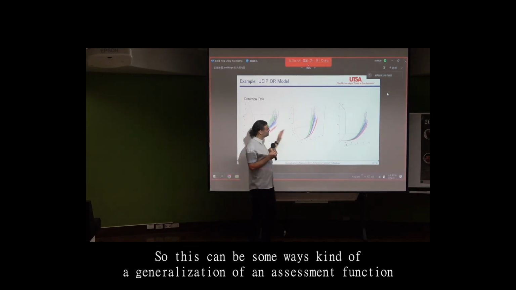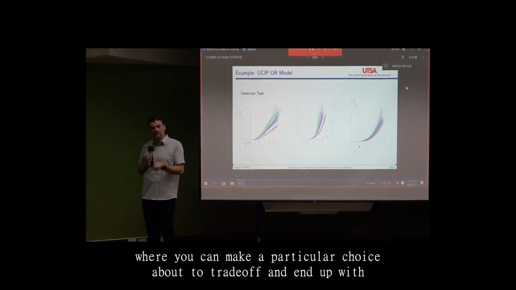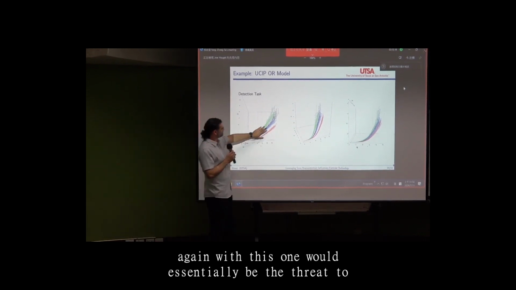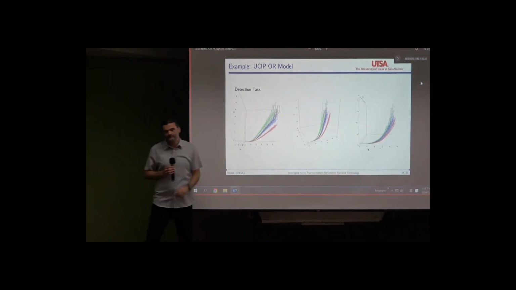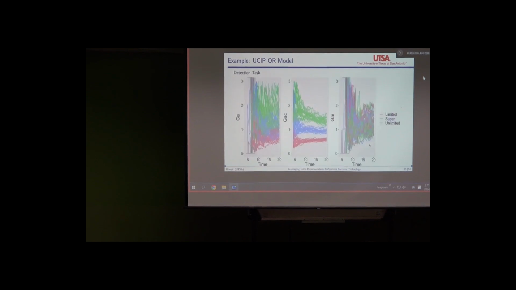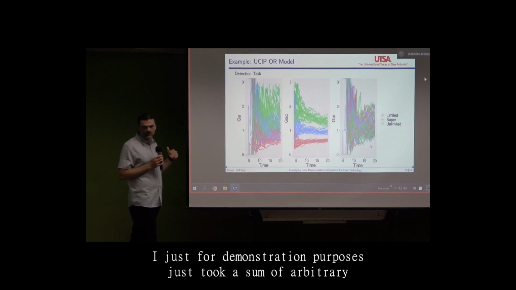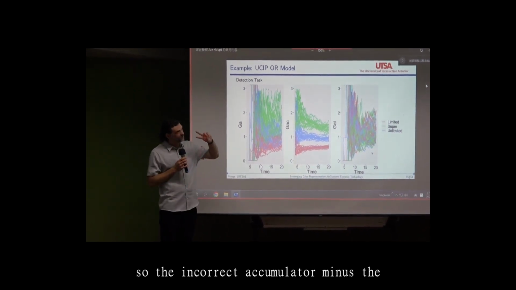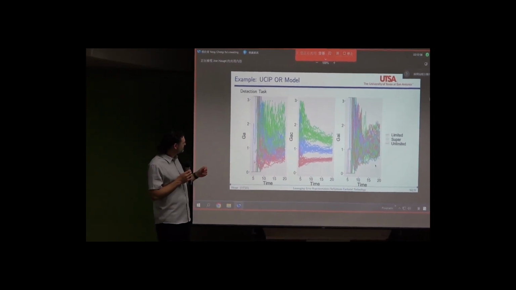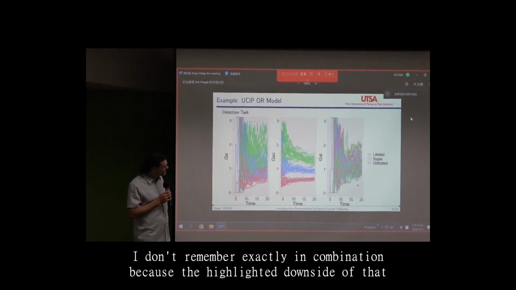One way of picking that actually leads to the assessment functions. So this can in some ways be thought of as a generalization of an assessment function, where you can make a particular choice about speed accuracy trade-off. This one would essentially be the correct and fast one. In this case, for demonstration purposes, I just took a sum of the two dimensions. So the correct accumulator minus the incorrect accumulator, the linear combination. I don't remember exactly the linear combination.